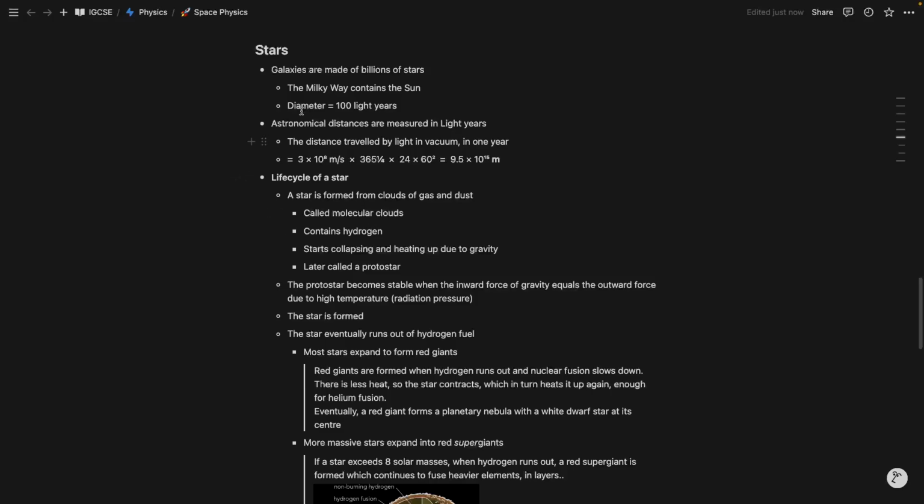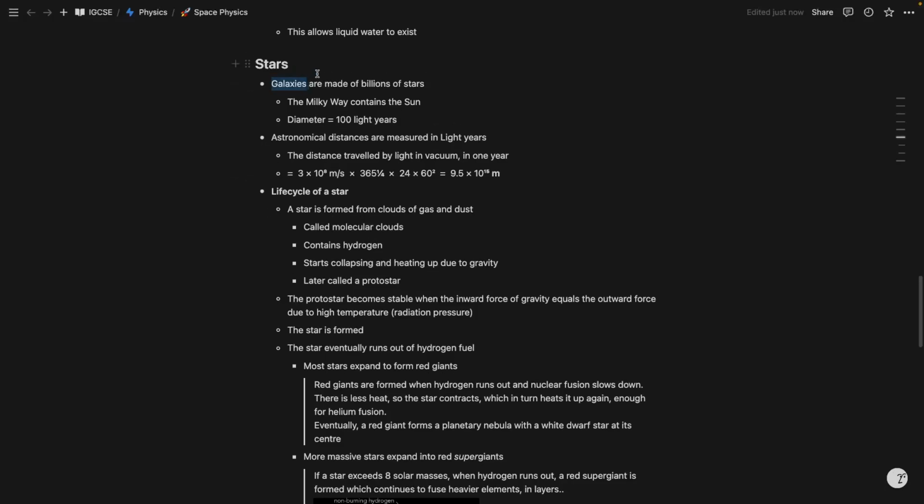Okay, let's talk about stars now. Galaxies are clusters made of billions of stars. For example, the Milky Way, which contains the Sun and Earth and all of us on it. The diameter of a galaxy would be approximately 100 light years. It could be a lot more, a lot less, but the average diameter is this.